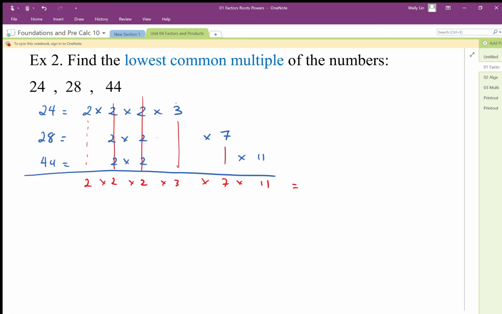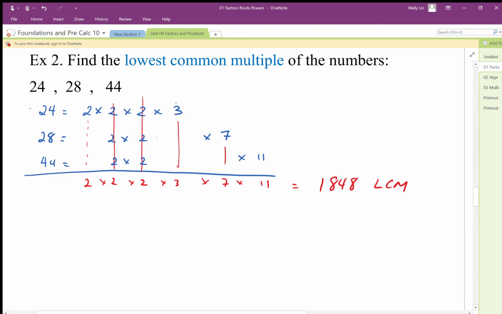Okay, so it's going to be 2 times 2 times 3 times 7 times 11, and it gives us 1848, and that is our LCM. Okay, so this is a fairly efficient way to do it instead of having to list out all the multiples of this. So another strategy, again, we can take the other perspective.